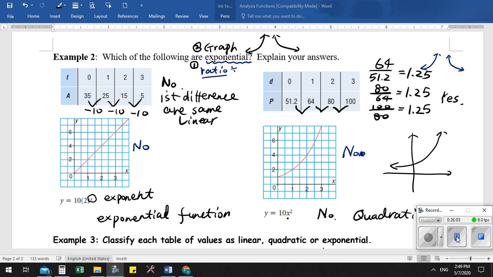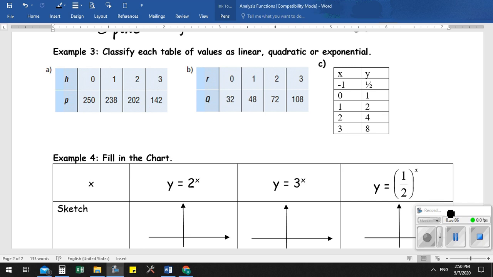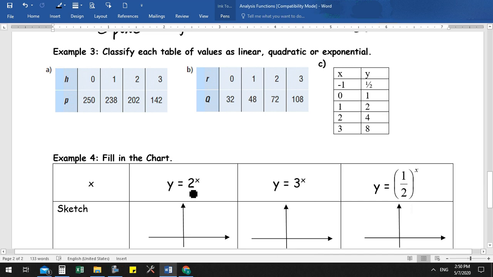So we go to the next one. This one is asking you again for linear, quadratic, or exponential. We are going to try the first differences, because subtraction is always easier. So 238 minus 250 is down 12. This one down 36. This one down 60.